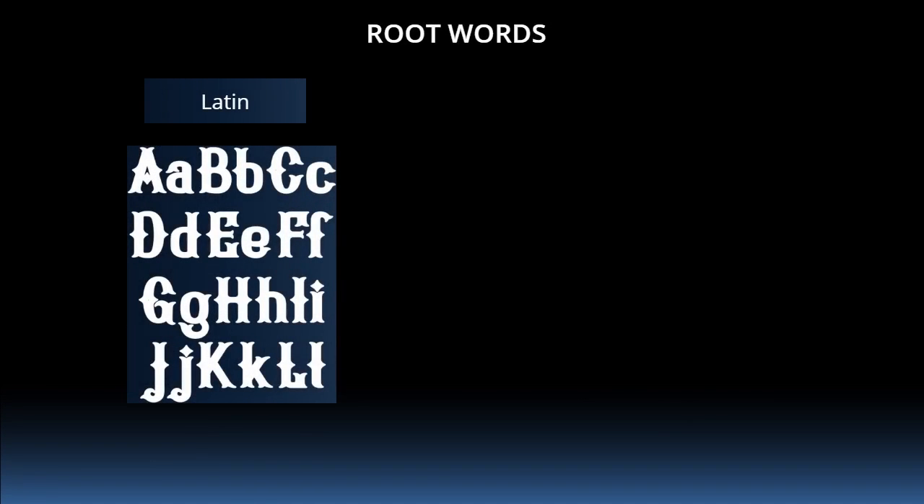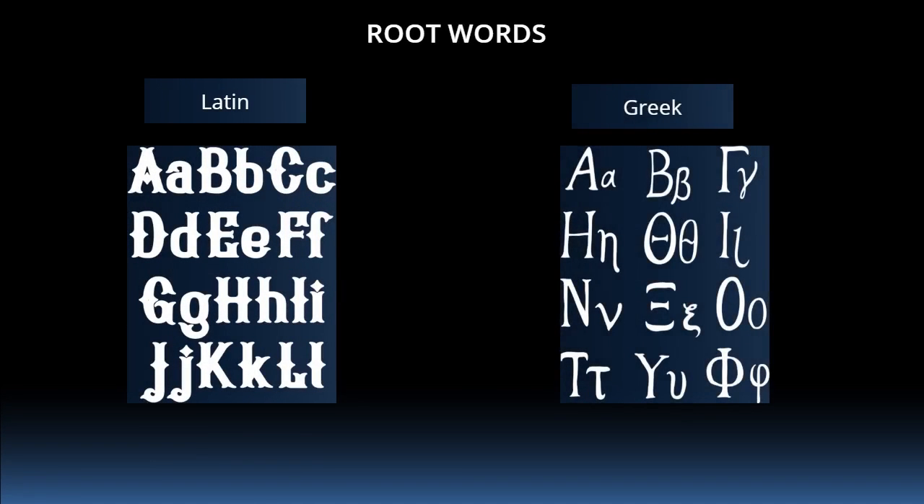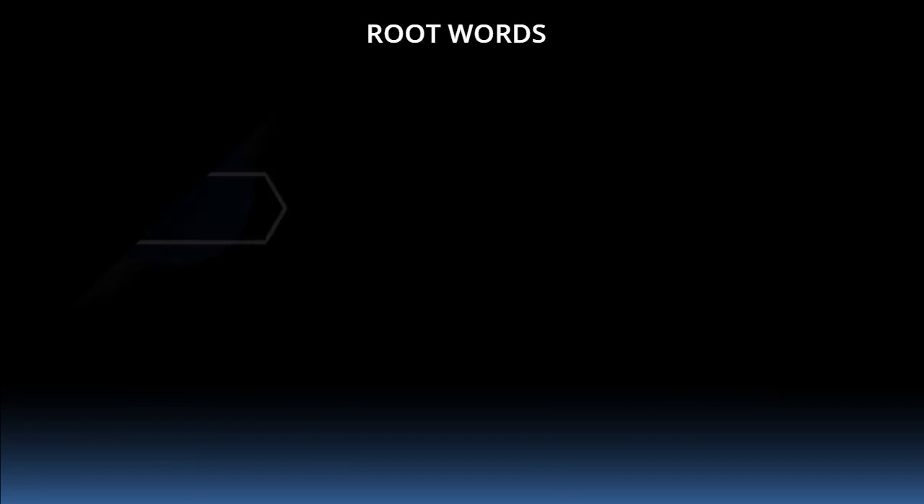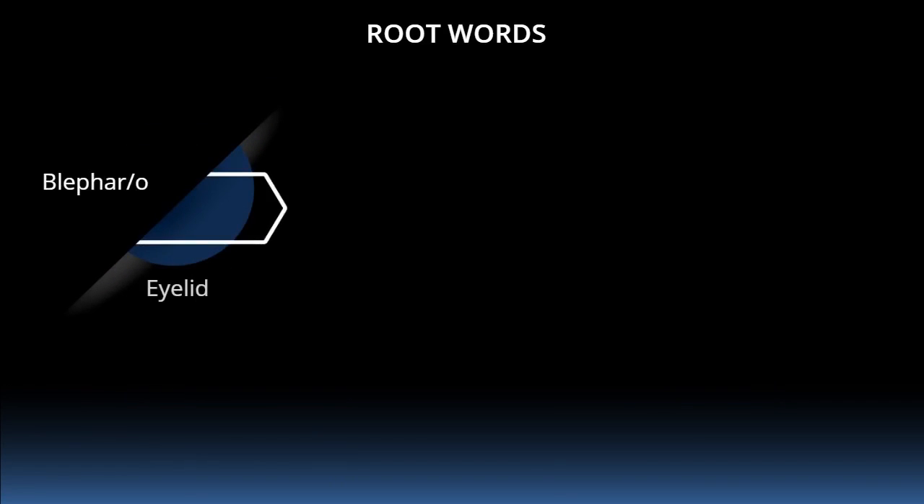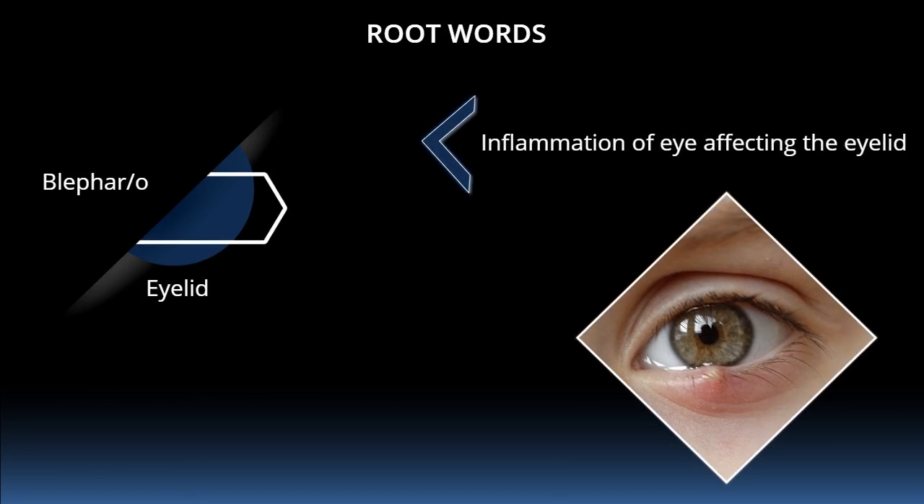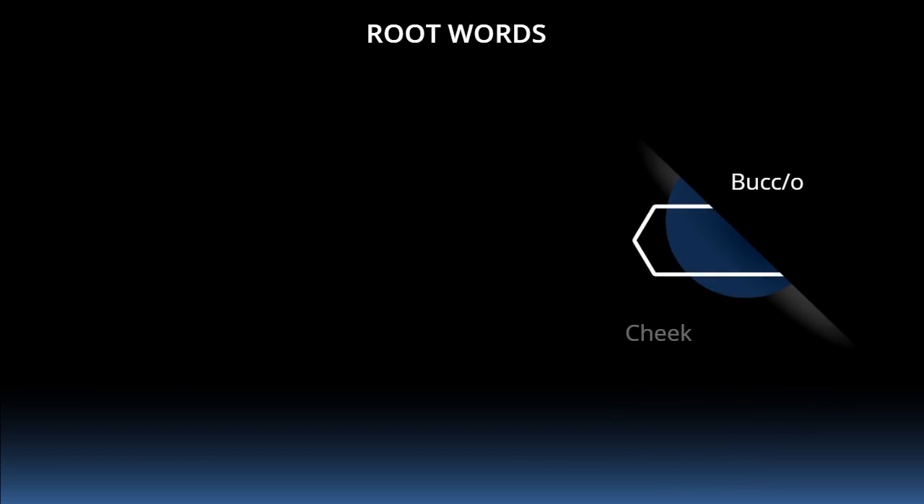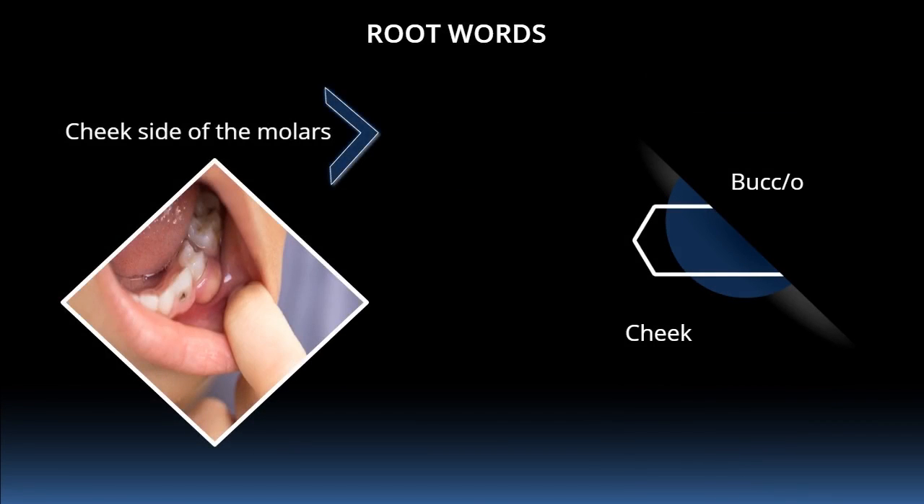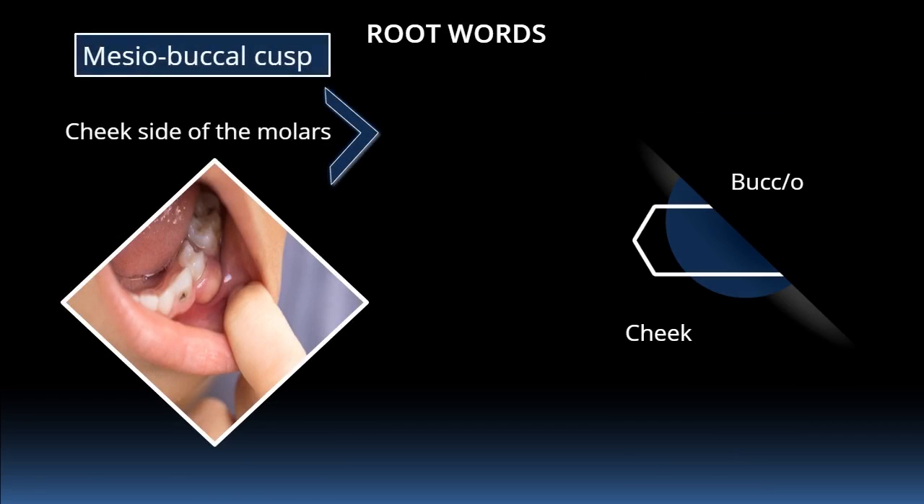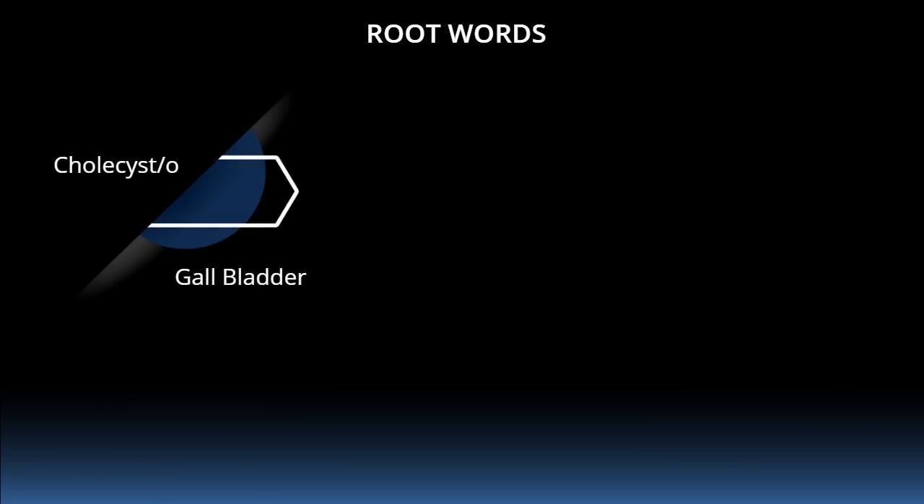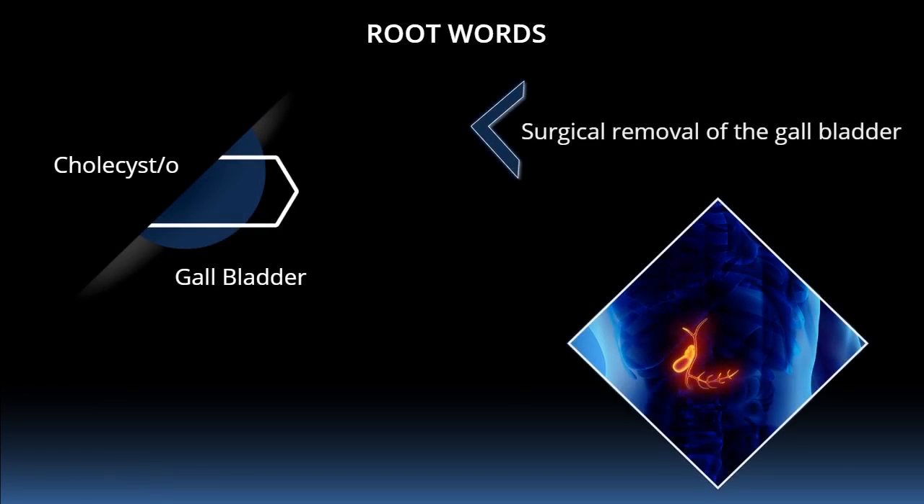Most of the root words in the English language and the medical field are derived from Latin and Greek, as I said earlier. Let's see some examples. Blepharo is the root word for eyelid. Hence, an inflammation of the eyelid that affects the eyelashes is called blepharitis. Bucco is the root word for cheek. That's why the cheek side of the molars is called mesio-buccal cusp. Cholecyst is the root word for gallbladder. Hence, the surgical removal of the gallbladder is called cholecystectomy.